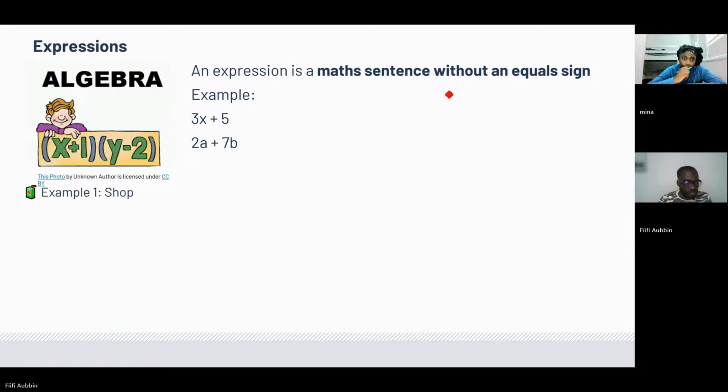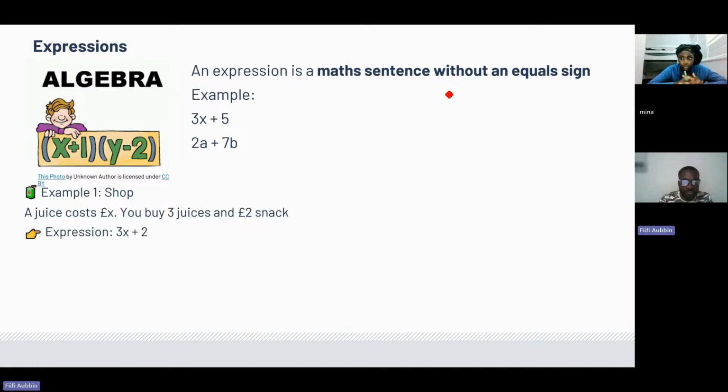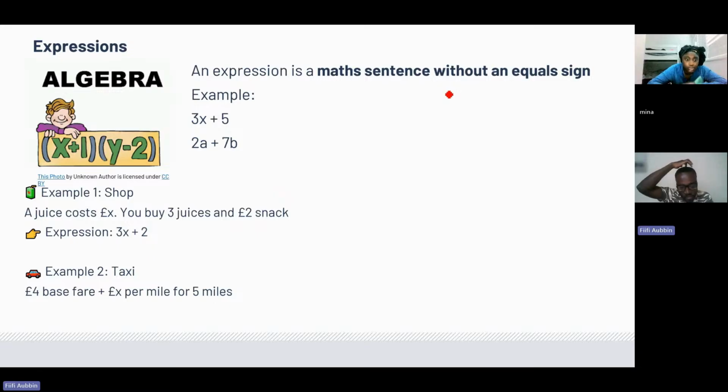Then, let's say we have a shop. A juice costs X pounds, okay? And you buy 3 of the juices and 2 snacks. So I want you to write an expression for this. And tell me when you're done. Is it 3x plus 2? 3x plus what? 2. Okay, that's it. Well done. Clap for yourself. You're doing well. I'm proud of you.